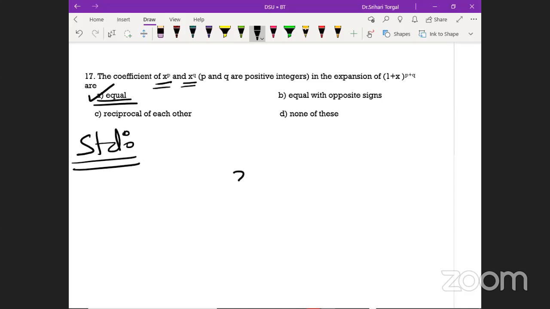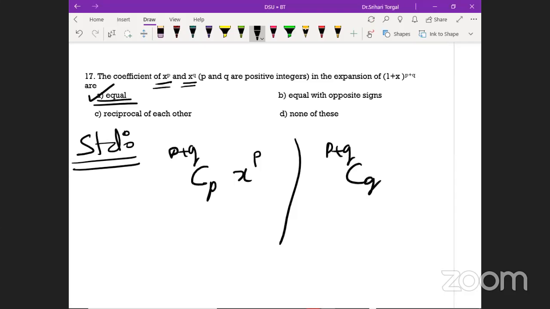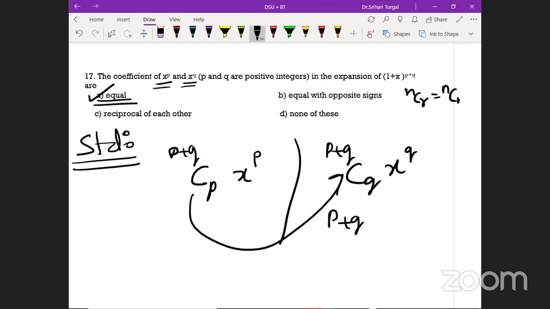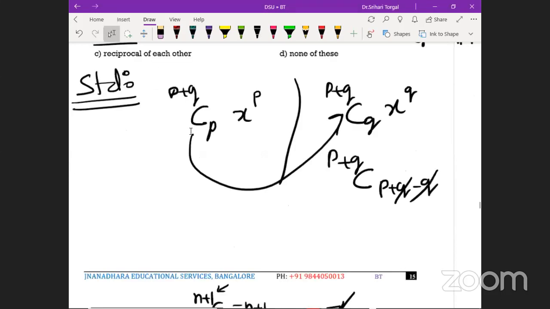If x^p is there, what is the coefficient? p+q c p. And for x^q, it is p+q c q, right? These two are equal because, by the formula nCr equals nC(n-r), you can write this as p+q c (p+q-q). Here both are the same. Therefore, it is equal.